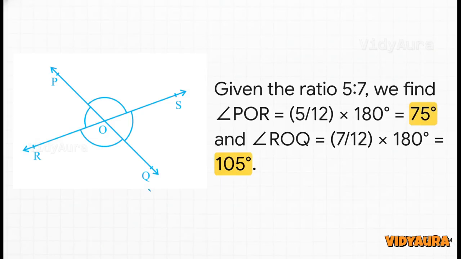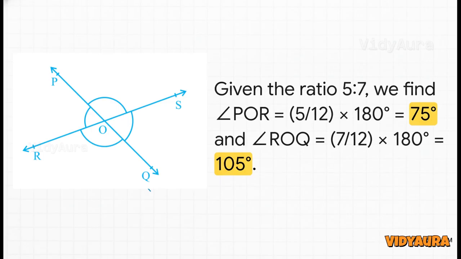Okay, now we use the ratio they gave us, 5:7. So the total number of parts in our ratio is 5 plus 7, which is 12. We need to divide the total 180 degrees into 12 equal parts. So angle POR gets 5 of those parts. That's 5 divided by 12 times 180, which gives us 75 degrees. And angle ROQ gets the other 7 parts. So 7 divided by 12 times 180, and that's 105 degrees.